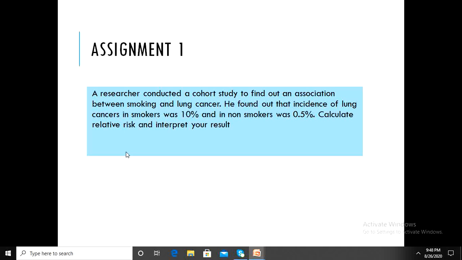Moving forward, so this is your assignment 1. A researcher conducted a cohort study to find out an association between smoking and lung cancer. He found out that the incidence of lung cancer in smokers was 10% and in non-smokers was 0.5%. Calculate the relative risk and interpret your results. This is your assignment number 1.